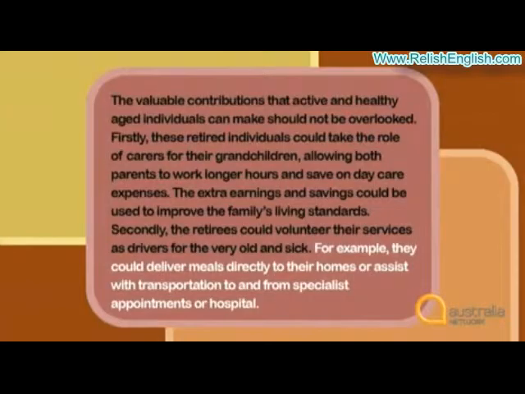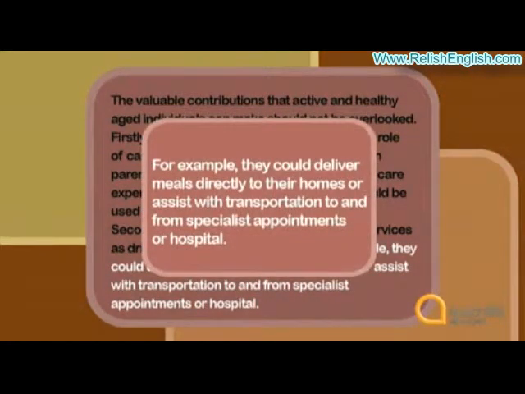To further develop the supporting ideas, the writer provides an example. For example, they could deliver meals directly to their homes or assist with transportation to and from specialist appointments or hospital. The sentence is logically related to what has just been said and linked by for example. This sentence is called a developing sentence.